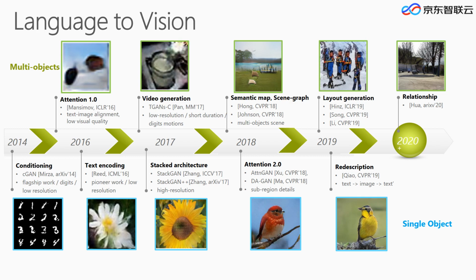There have been many techniques developed for multi-object scene generation. From the very beginning, text is directly used for generation, sometimes with an attention mechanism. To increase the visual quality, external constraints have been introduced through the years, such as temporal dependency, semantic maps, scene graphs, layouts, and the relationships among the objects.